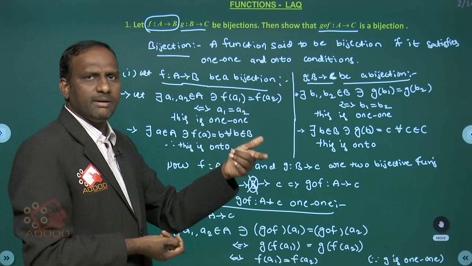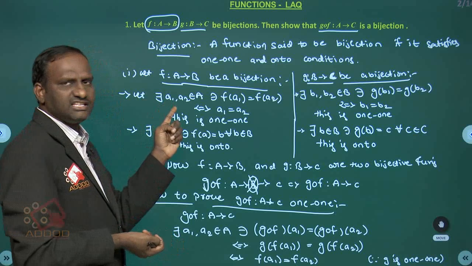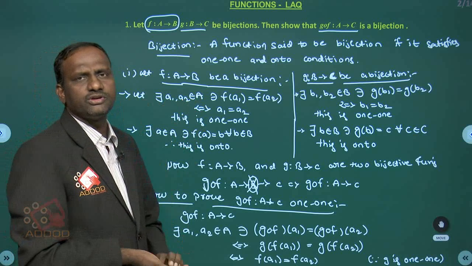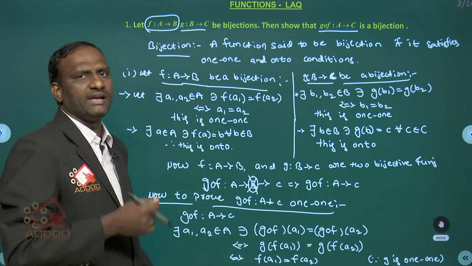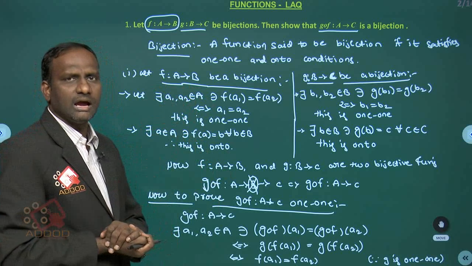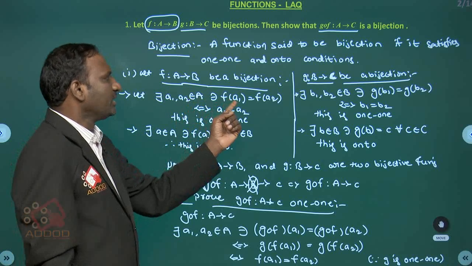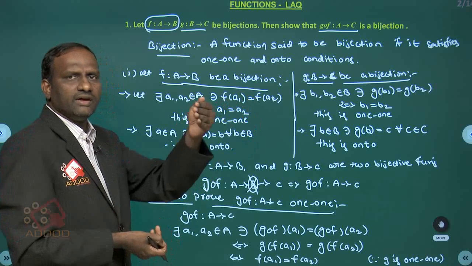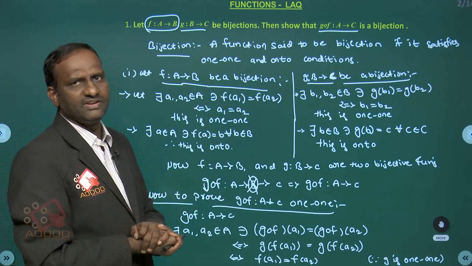So what is a bijection? One-one and onto. First I am taking the one-one condition. There exist A1, A2 belonging to A, where A1 and A2 are elements in our domain set, such that F of A1 is equal to F of A2. F is the function taking domain elements to the codomain in general. That is the definition of a function.